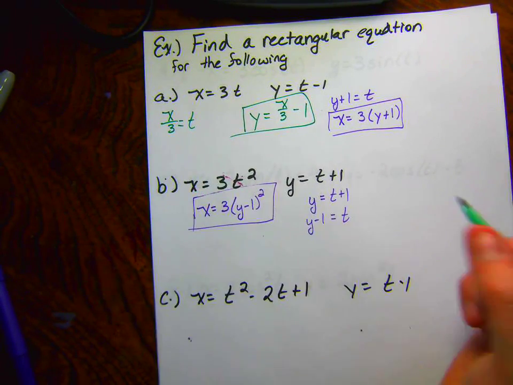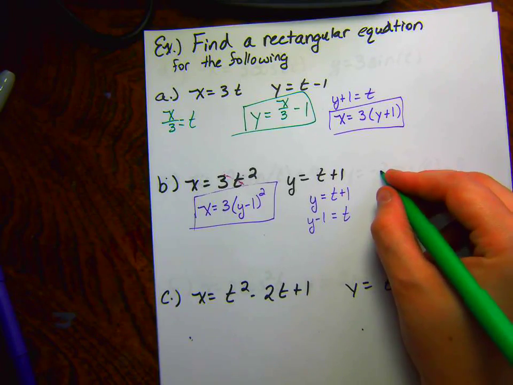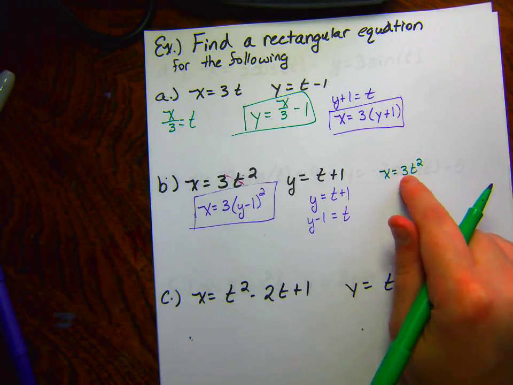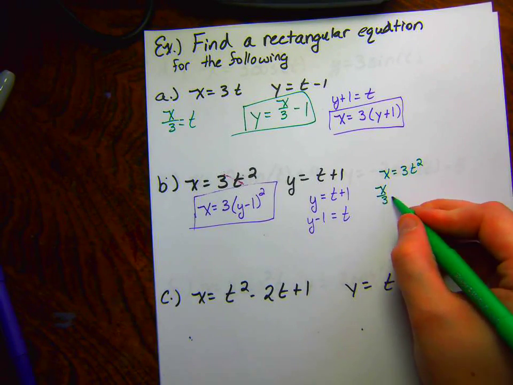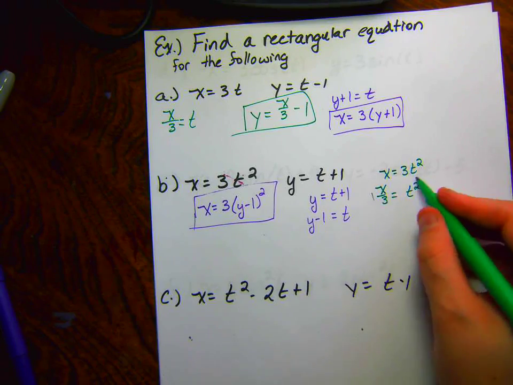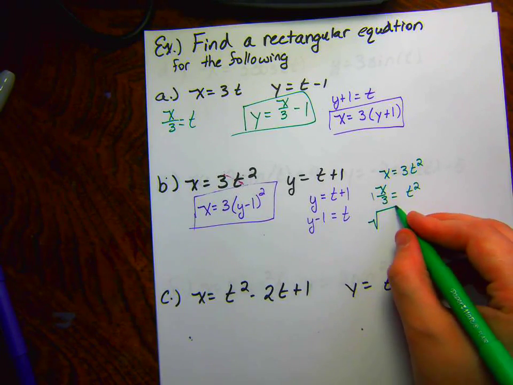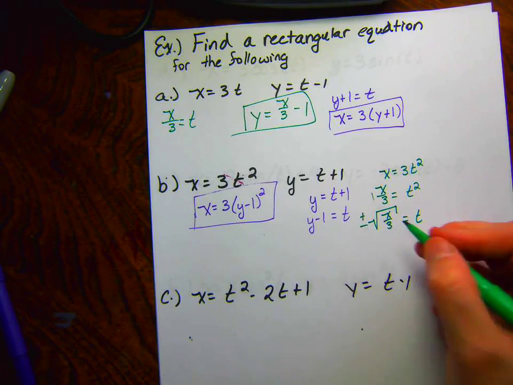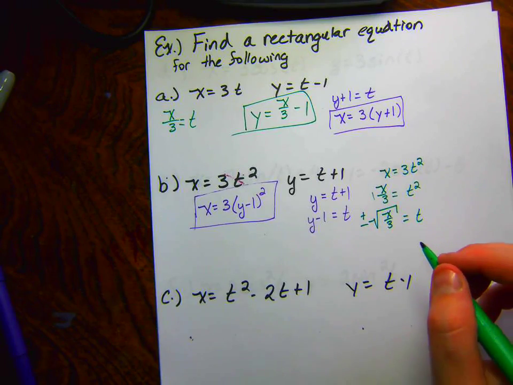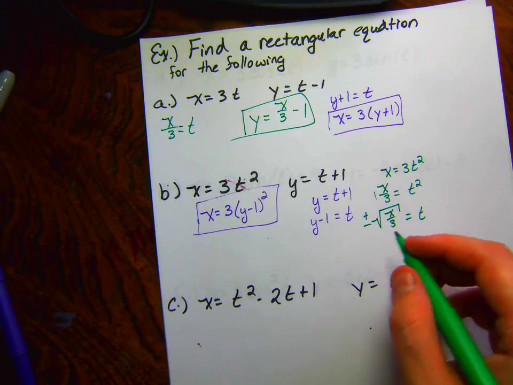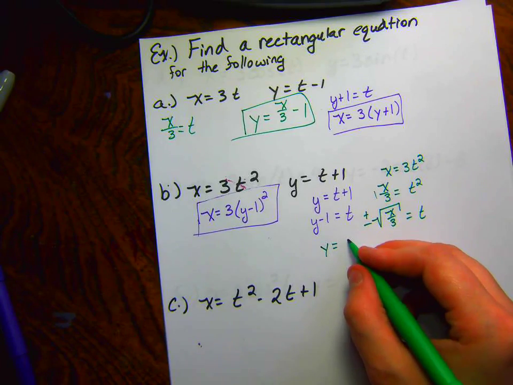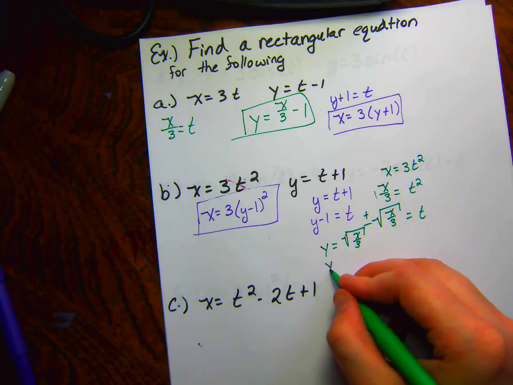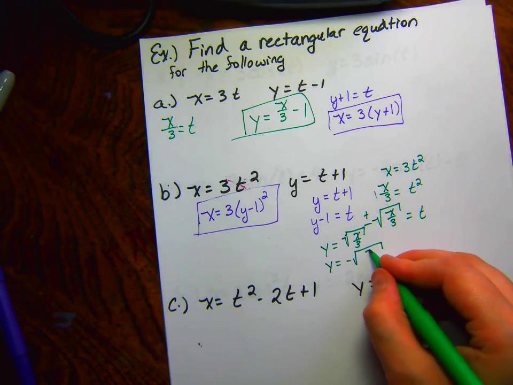Now let's say I tried to solve it for x. Why didn't I do that first? Well, let me show you. So if I have x equals 3t squared, then when I solve for x, I'm going to get x over 3 equals t squared. Take the square root of both sides. Well, when I take the square root of both sides, what happens is that I get a plus or a minus. So that means I'm going to end up with two equations. Alright, I'm going to end up with y equals positive square root of x over 3, and I'm going to end up with y equals negative square root of x over 3.